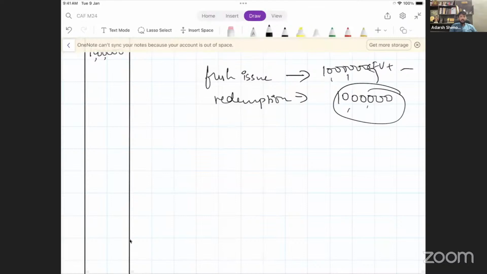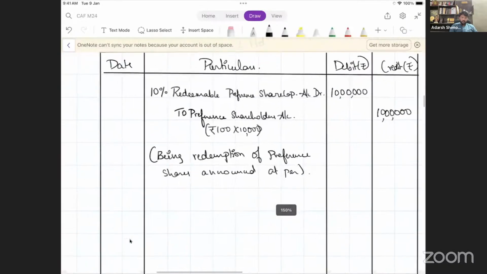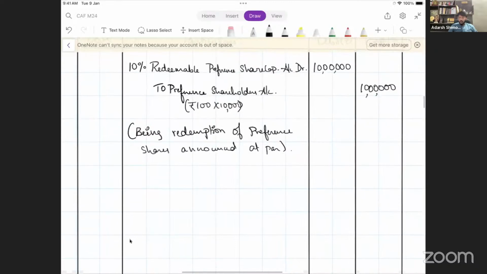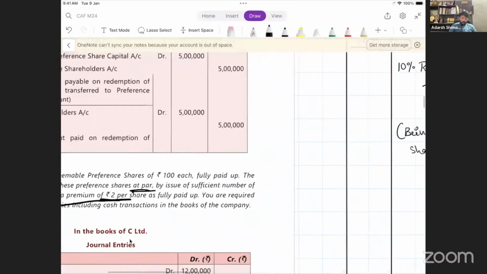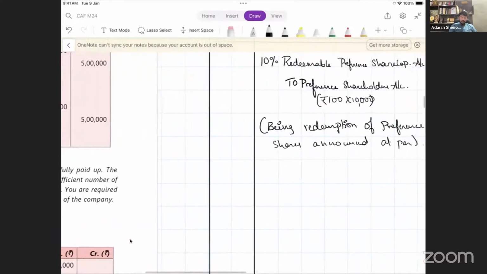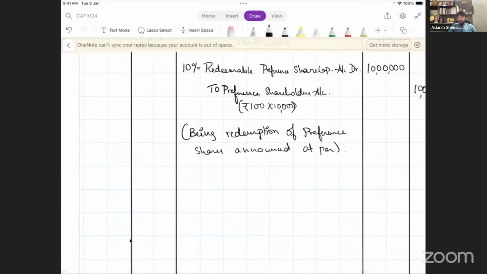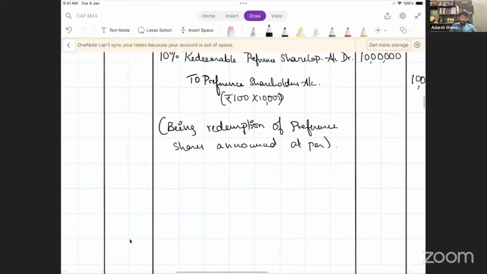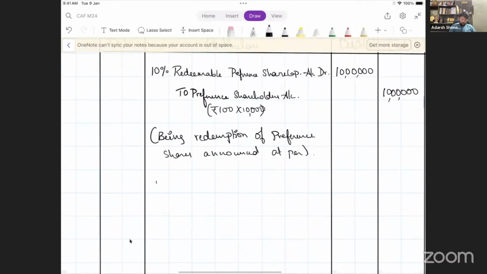For that, we have to replace the face value of the redeemed preferences with the face value of fresh issue. We have to make the fresh issue for the same amount. So how many shares should I issue? 10 lakhs of equity shares have to be issued. 10 lakh divided by 10 rupees. I will take 10 rupees as the value. So 1 lakh equity shares have to be issued. I hope everyone has understood this.